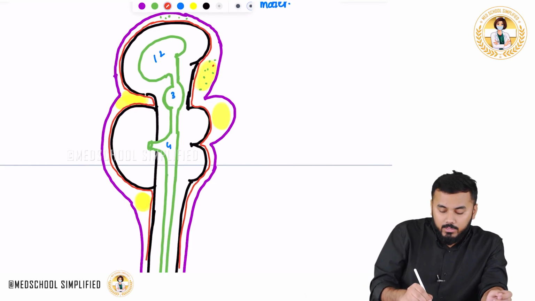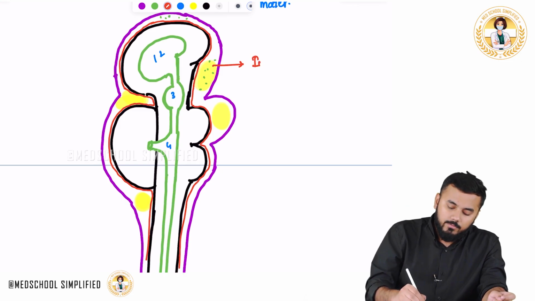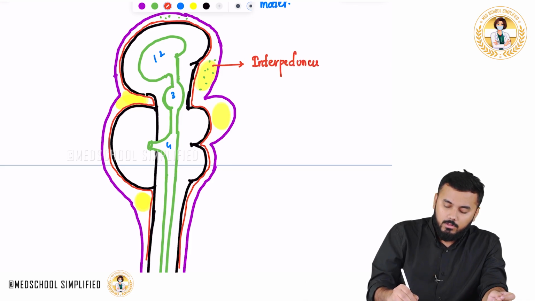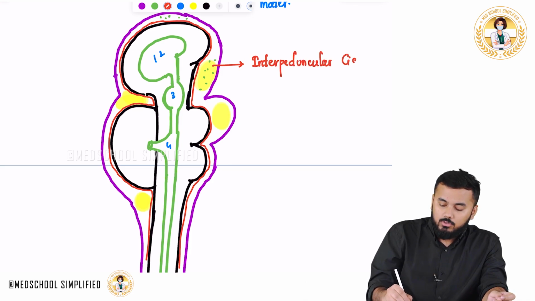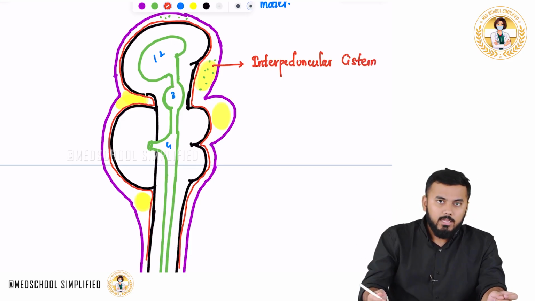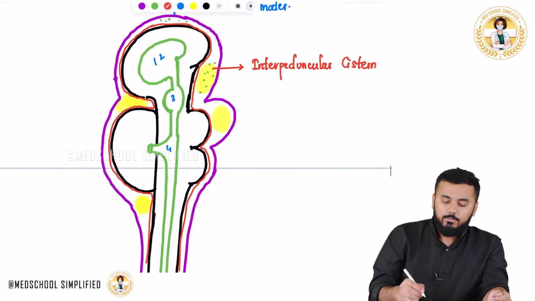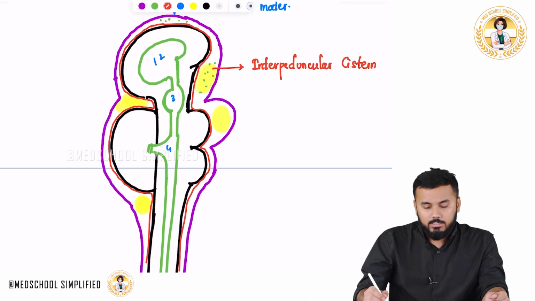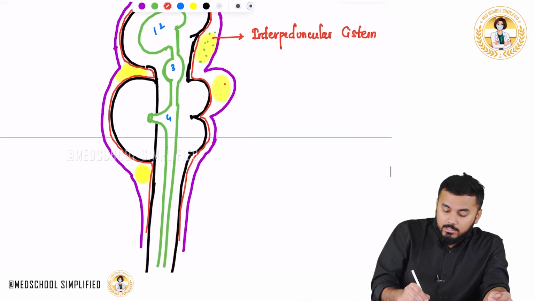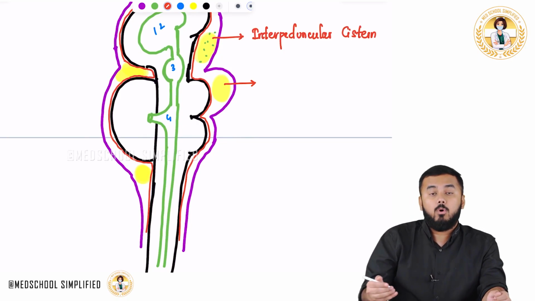For example, this particular thing which you can see over here is called the interpeduncular cistern. Where exactly is the interpeduncular cistern present? That detail we will discuss in the next video. But for now, just note that this region is called the interpeduncular cistern. After that, this cistern or gap present in front of the pons is called cisterna pontis.